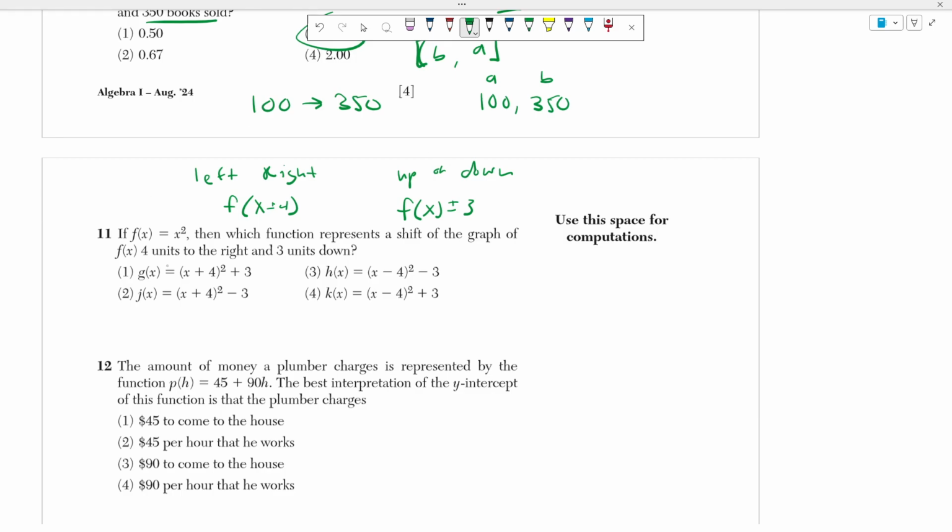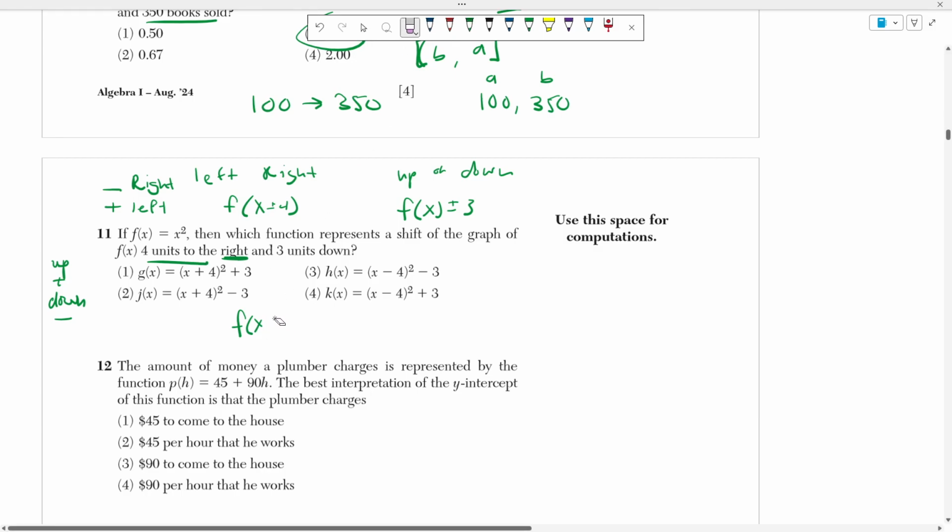Just know that if you're shifting to the right, you're going to be subtracting from x. And if you're going to the left, you're going to be adding to x. If you're going up, this is more intuitive: you're going to add. If you're going down, you're going to subtract. So I have f of x. If I want to shift it 4 units to the right, I'm going to have to subtract 4 from x, so I'm going to do f of x minus 4. And then I'm going to subtract 3 outside of everything, outside of the f of x, to shift it down.